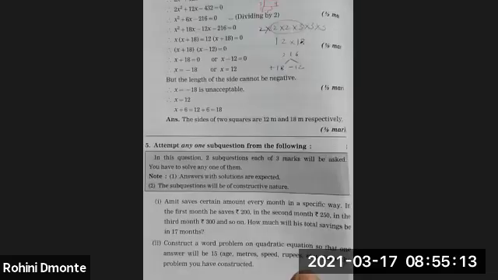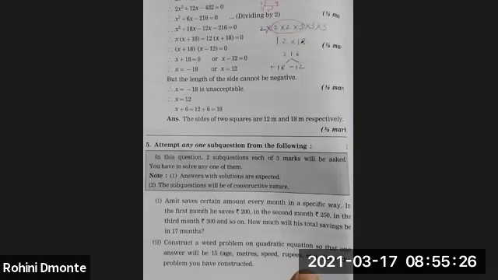Friends, day before yesterday, we started a model question paper, right? We have completed 4 questions till yesterday. Today we are going to start the 5th question of this model question paper. In question number 5, you have to attempt any one of the sub questions. There will be 2 sub questions, out of which you have to attempt only one, and each carries 3 marks.